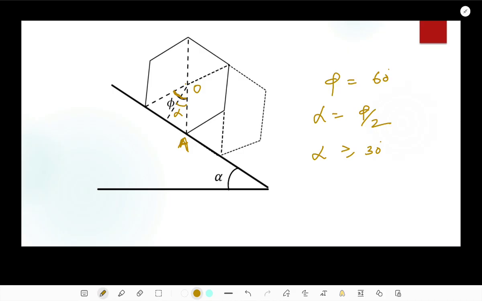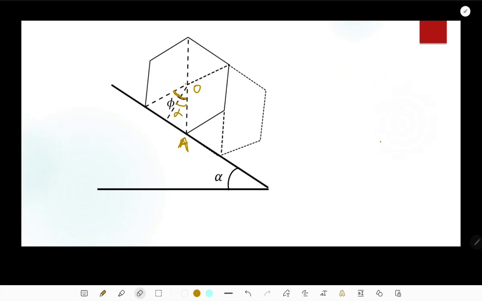And if you just tilt it a bit, a very small angle above 30 degree, then it will start rolling. Any angle above 30 degree will make the structure roll down. So this was the answer to the first question. Now we are going to solve the second part of the question.